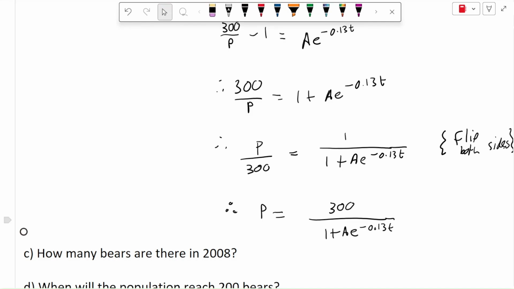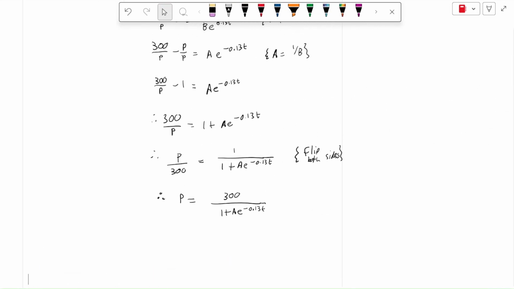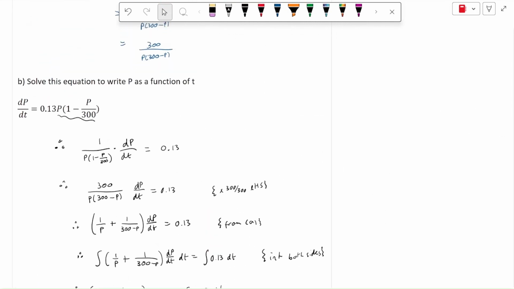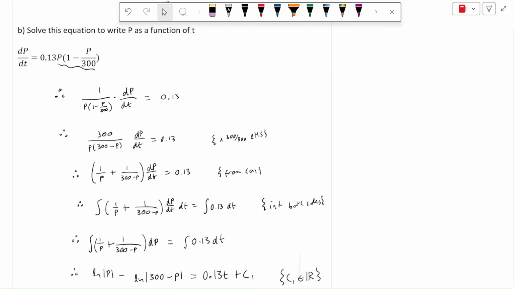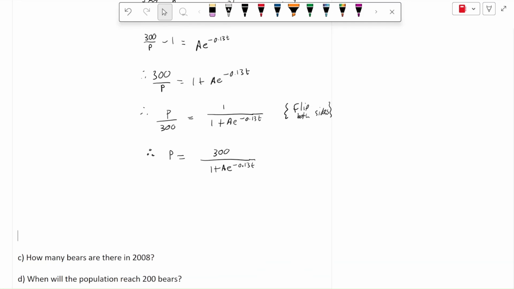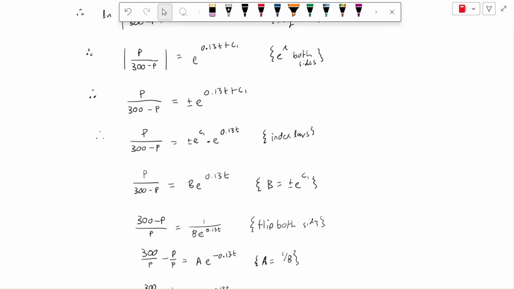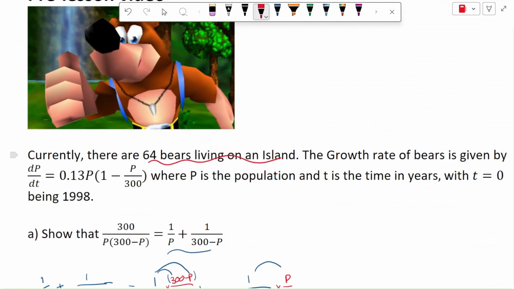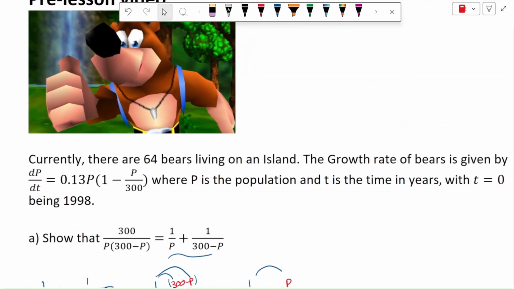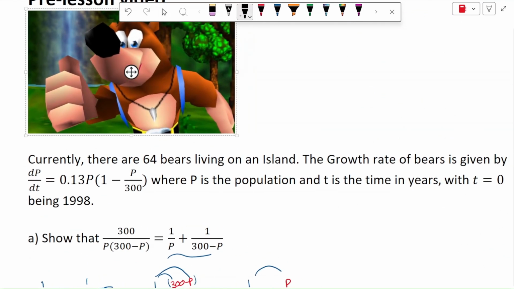All right. Now, you should probably expect this question to be in an exam. It's quite common. But that process, although it's awful, it never really changes. So put this as an example on a cheat sheet. Next thing we have to do is find our initial conditions. So at t equals 0, p was 64. And where I'm getting that from is there are 64 bears currently. So by currently, I mean in 1998.